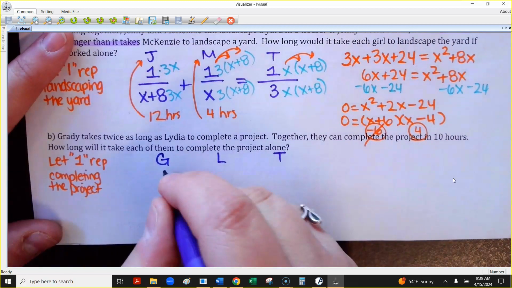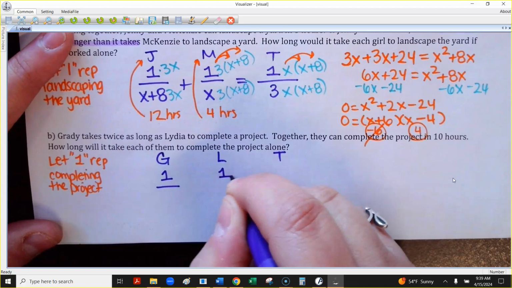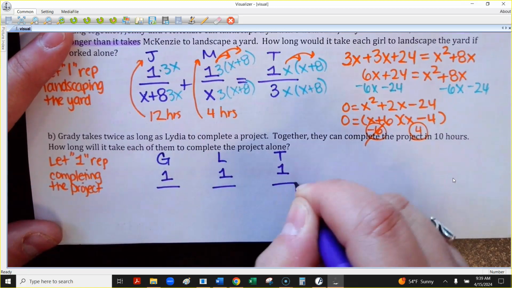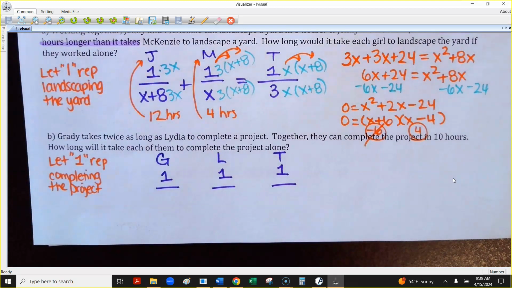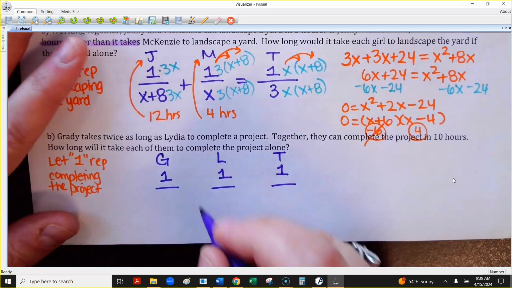So again, I'm just going to put a 1 on top of each of these fractions to represent completing this project. Guys, why is everybody talking? Okay, we're going to work together.